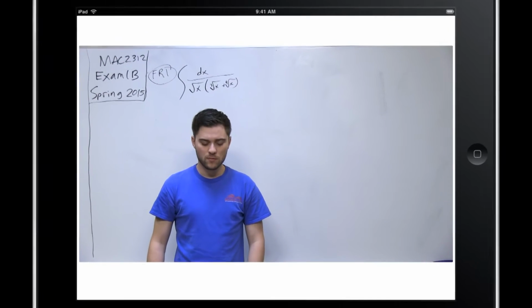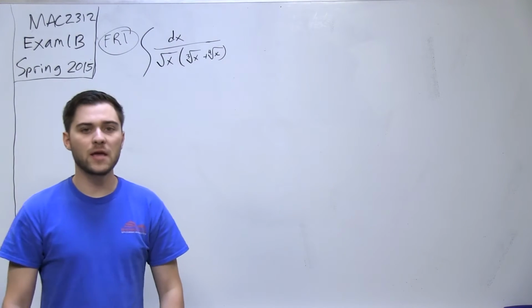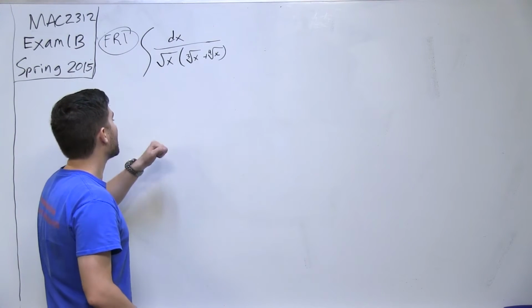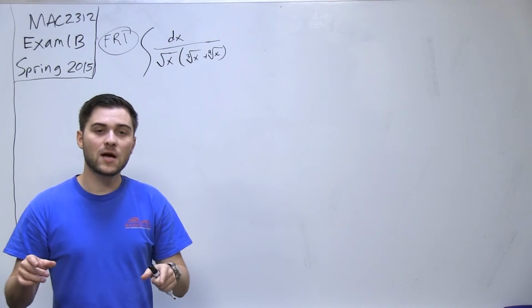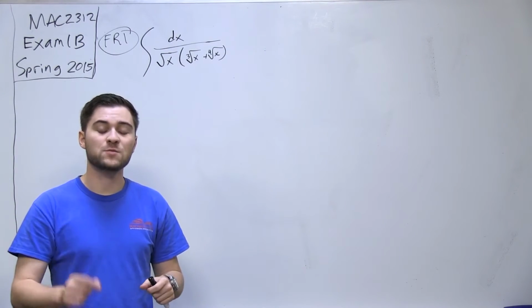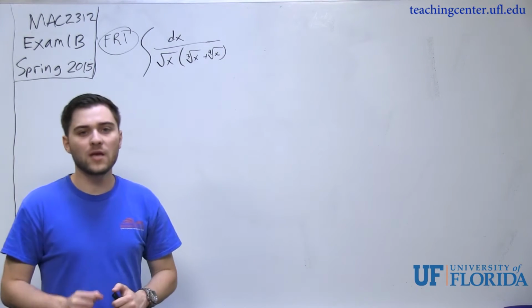Free response 1 on Spring 2015 Exam 1 is a pretty tricky integral to solve. Just looking at it, we have dx over the square root of x, and that's all times, in parentheses, the cube root of x plus the fourth root of x. So that's a really, really weird looking integral.